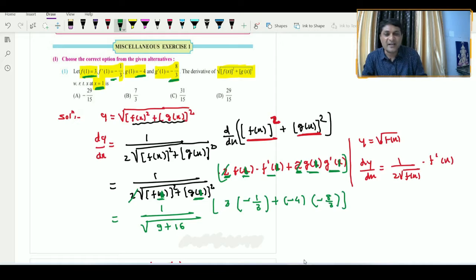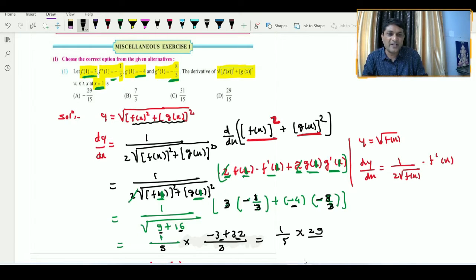Values are substituted, the remaining part is just simplification, so which is equal to 1 upon, अभी यहाँ पे देखिए स्क्वायर रूट में 9 plus 16 is 25 and square root of 25 is 5 into, if you observe here, the denominators of both the terms are same, 3, तो डिनोमिनेटर सेम है तो न्यूमरेटर की एडिशन, यहाँ पे न्यूमरेटर 3 into -1 is -3 और यहाँ पे -4 into -8 will be +32, so which is equal to 1 by 5, keep it as it is, into यहाँ पे 32 minus 3 is 29 upon 3.